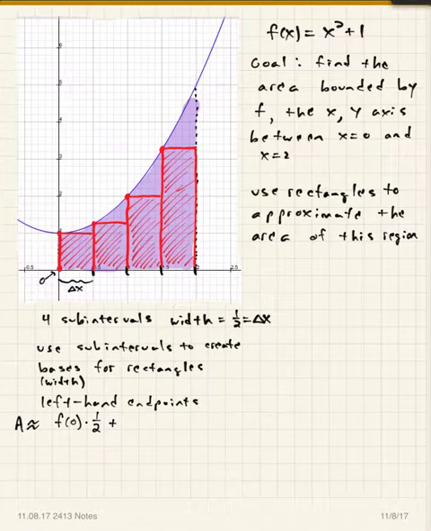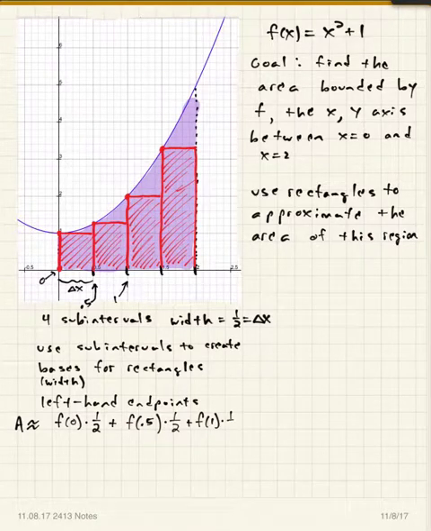The second rectangle, the left-hand endpoint is at 0.5. And so this would be f of 0.5. You could use 1/2 there, either use fractions or decimals, that would be fine. And that'd be f of 0.5 times 1/2. The next subinterval, the third one, we used the left-hand endpoint there, which was 1. And so this would be f of 1 times 1/2.